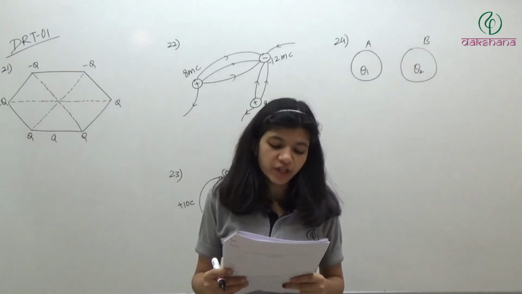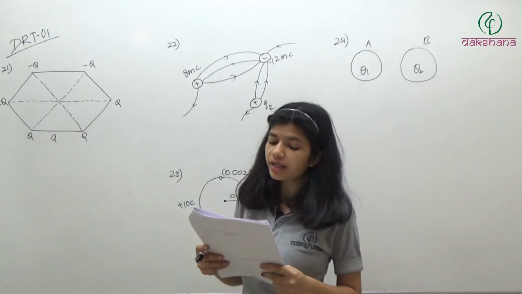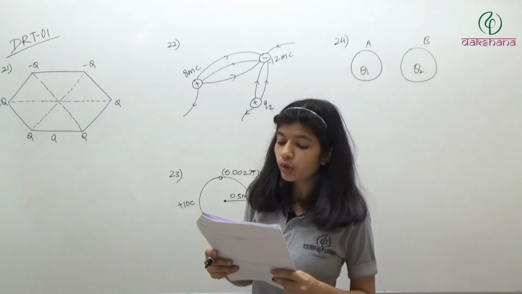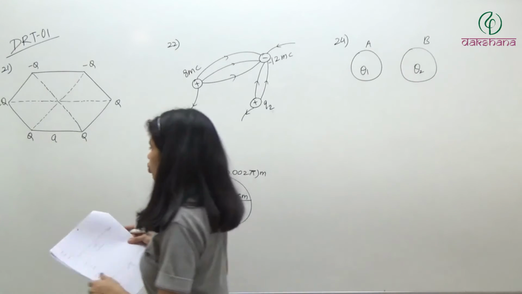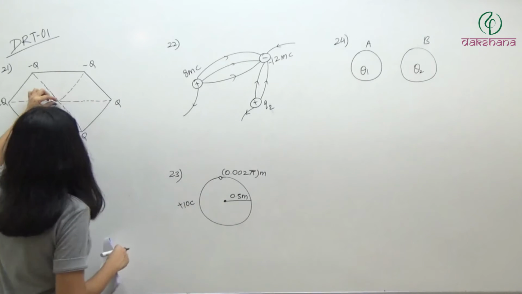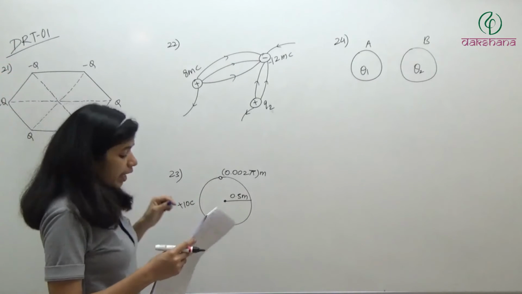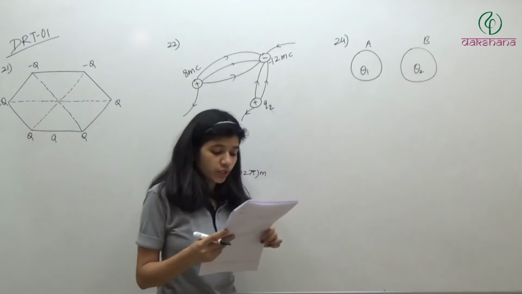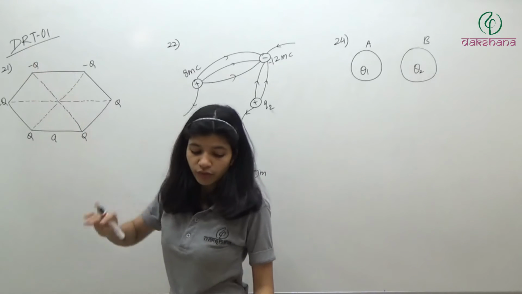Question number 21. Find the electric field at point P which is situated at r distance from the center, perpendicular to the plane of the hexagon, where r is greater than A. So here we have the side of the hexagon equal to A, and we have to take a point at distance r perpendicular to the plane of the hexagon, situated at a distance r from the center.